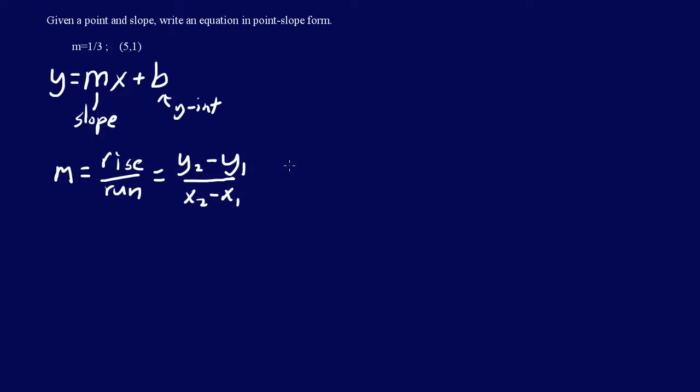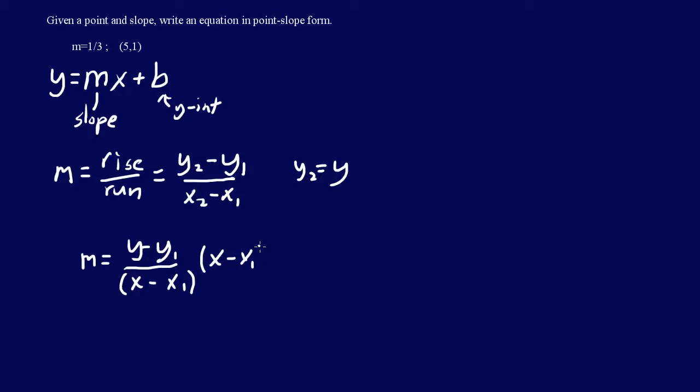Now we can just say that y sub 2 is equal to y, and then we can just substitute that. So then we have m is equal to y minus y sub 1 over x minus x sub 1. So we want to rewrite this in terms of y. So to do that, we can multiply both sides by x minus x sub 1, and to do that, we have to do the other side.